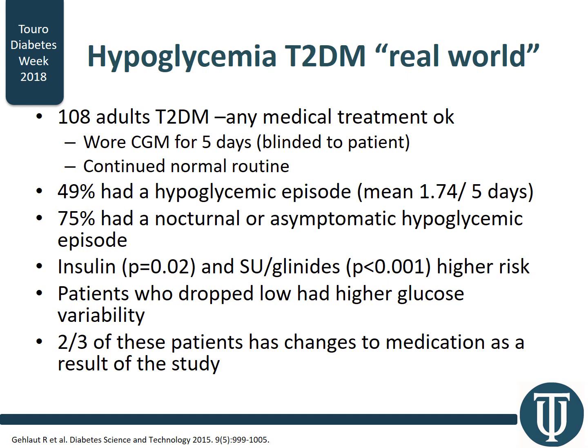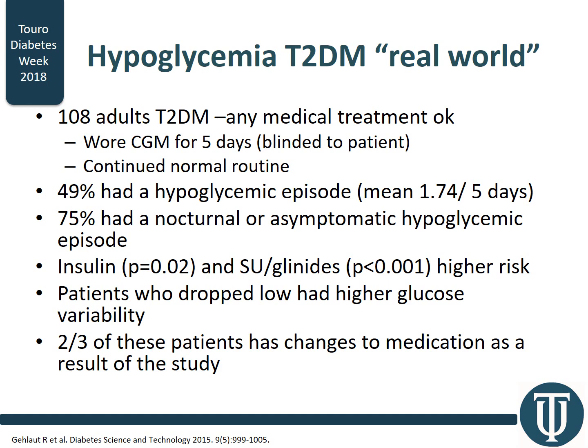So this checked their glucose around the clock for 5 days continuously, but the patients were blinded to the results. So they actually didn't know what their glucose was at the time. We downloaded it at the end of 5 days and then went back and showed the patients. And we were really startled by the results. Almost half the patients had a hypoglycemic episode within those 5 days, with a mean of 1.74 episodes in that 5-day period, much higher than we had anticipated.